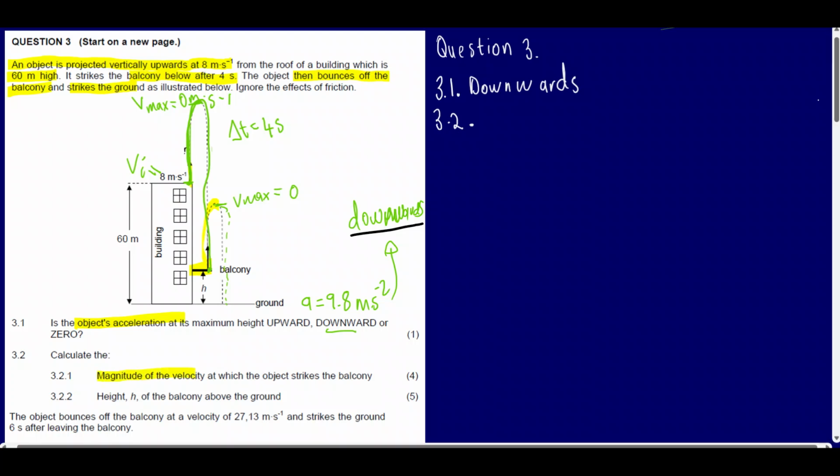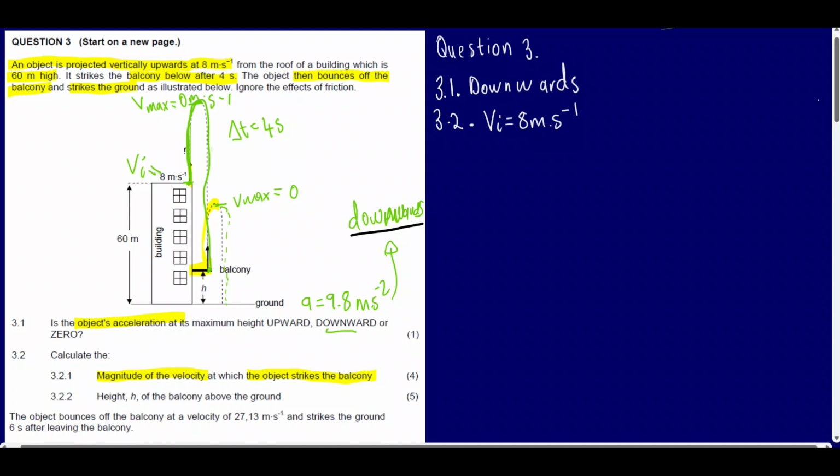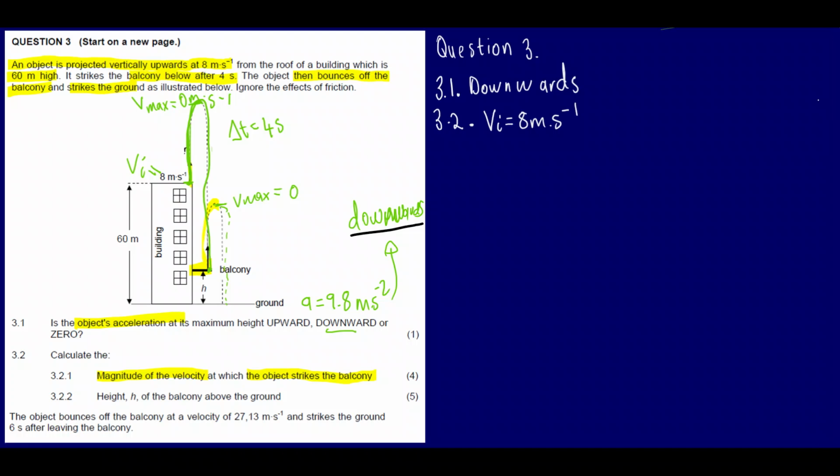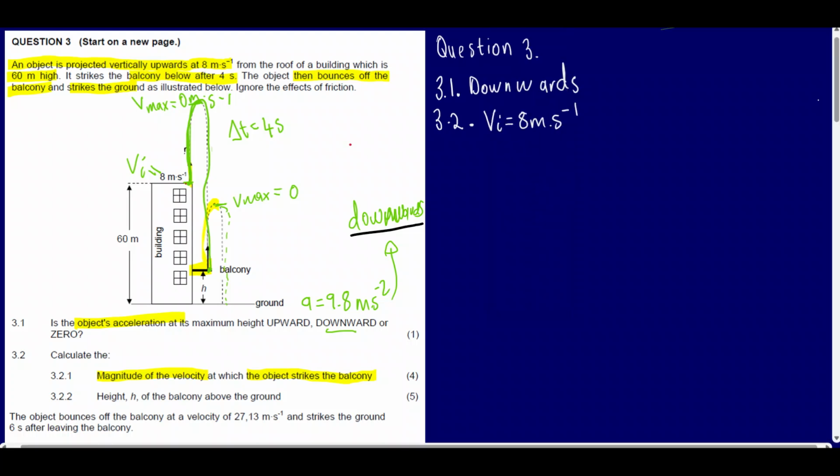Let's go to 3.2. This is saying that we have to calculate the magnitude of the velocity at which the object strikes the balcony. For this kind of situation, the initial velocity of the ball is 8 meters per second, and they want us to calculate the velocity with which it is going to strike the balcony.